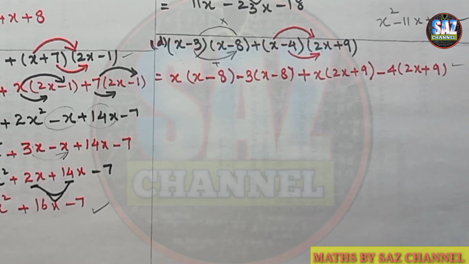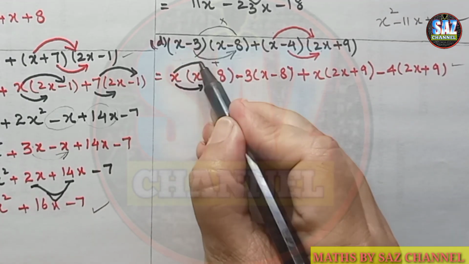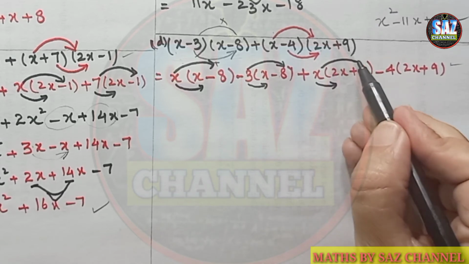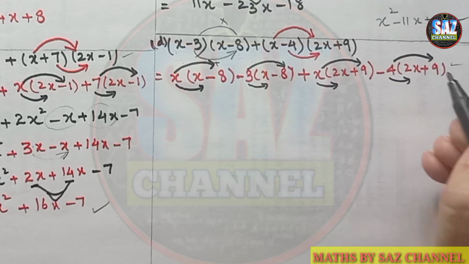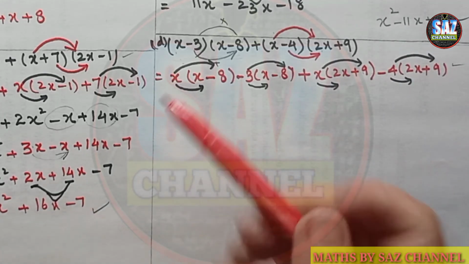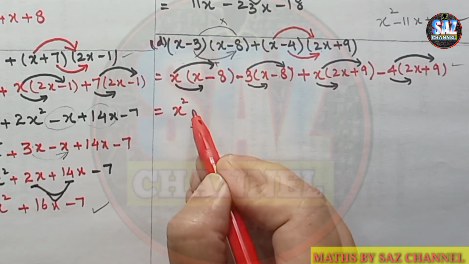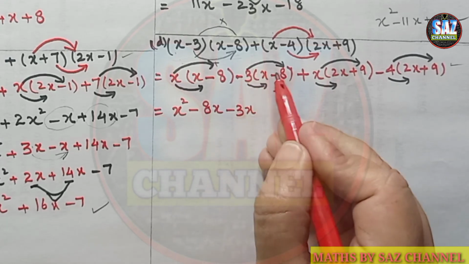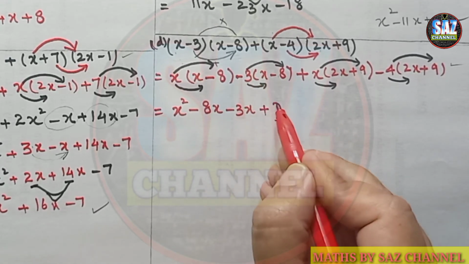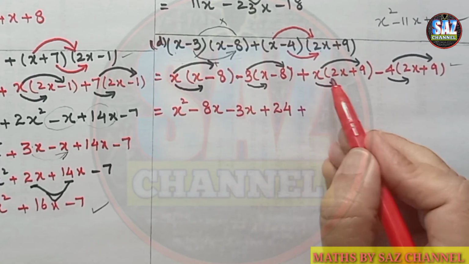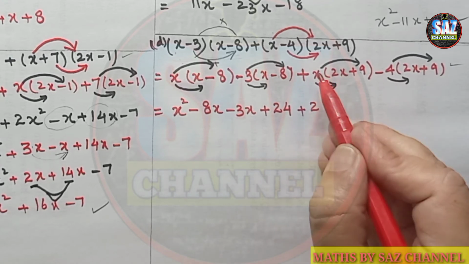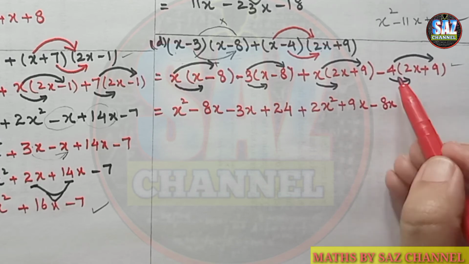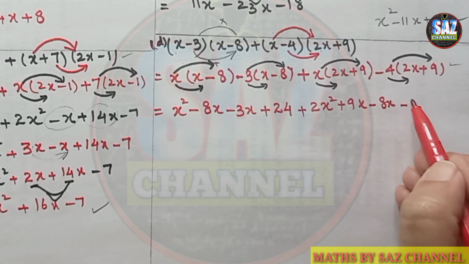Now what we have to do is apply the distributive property carefully. Multiply the number or letter outside the bracket with every term inside the bracket. And do not forget the importance of tables and the rules of integers. When x is multiplied by x, this will become x square minus 8x. This is minus 3x, minus multiplied by minus is positive, 8 times 3 is 24. Coming to the next part, 2x multiplied by x, x multiplied by x is x square, plus 9x, and then minus 8x, 4 times 2 is 8, minus 9 times 4 is 36.